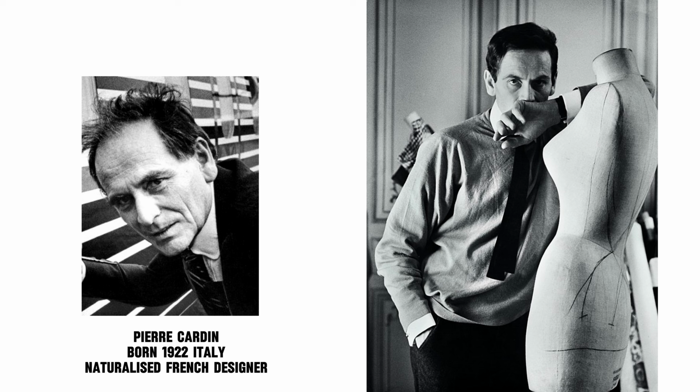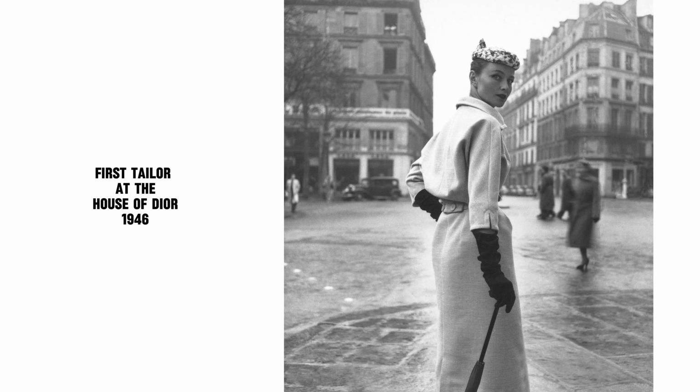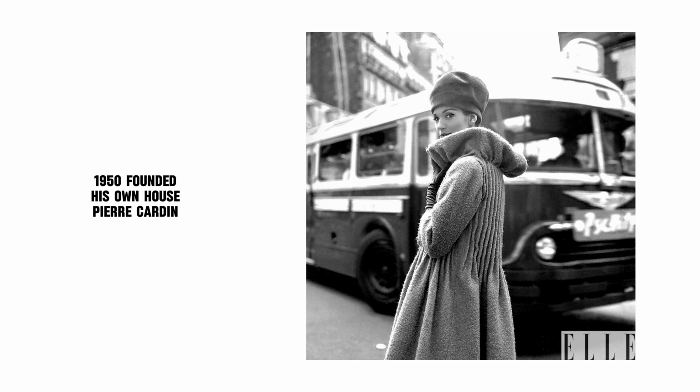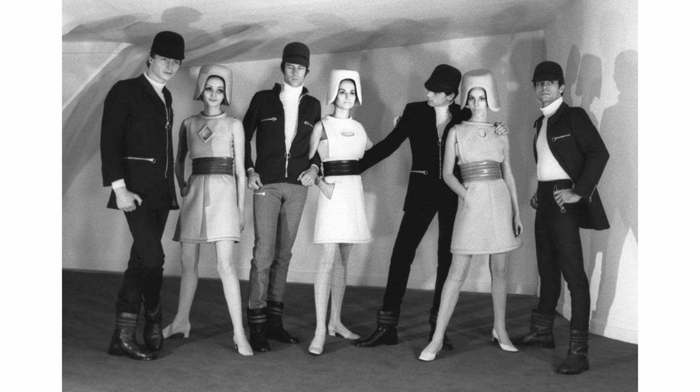Right, let's quickly look at who Pierre Cardin was, just a short overview. So Pierre Cardin was an Italian-born but French fashion designer. He worked for a short while for Elsa Schiaparelli. Then he was the first tailor at the House of Dior in 1946. In 1950, he founded his own house, and he's best known for his avant-garde style and space-age designs.